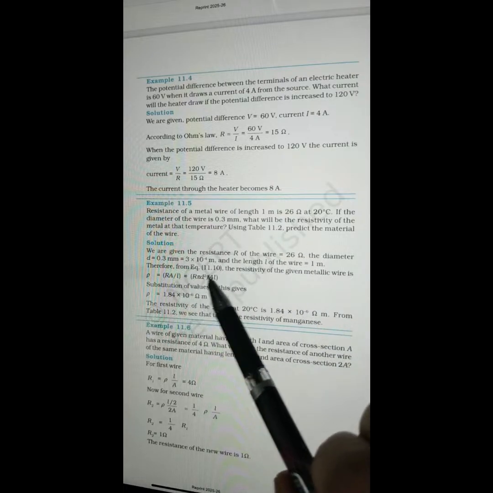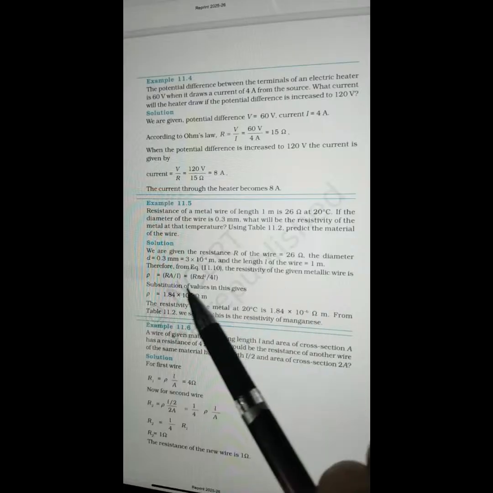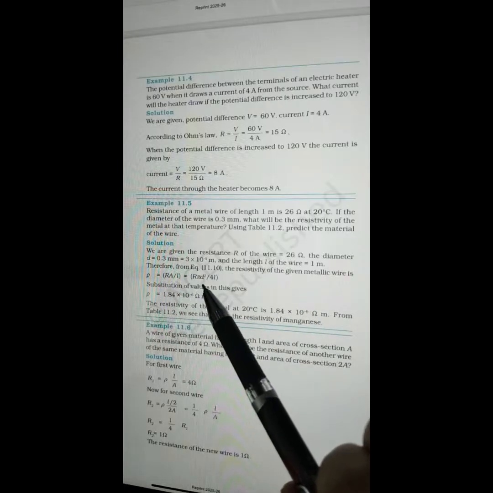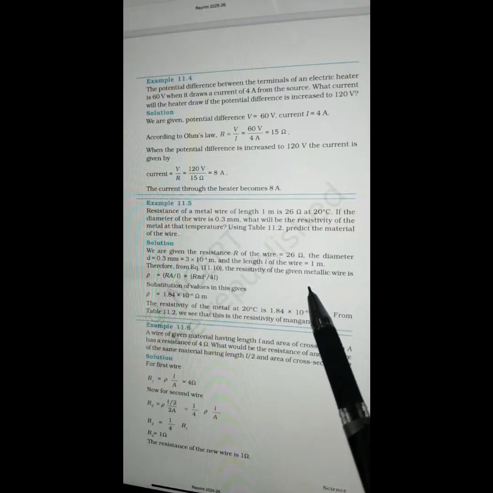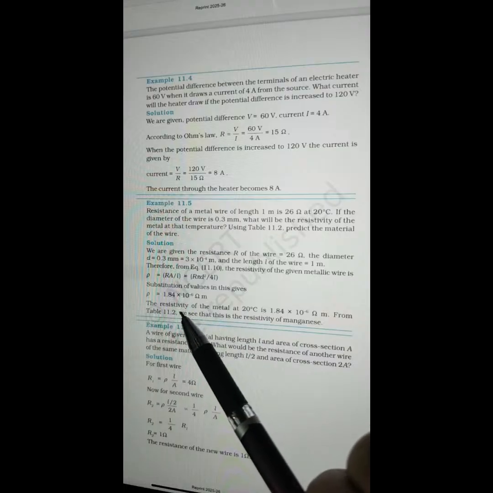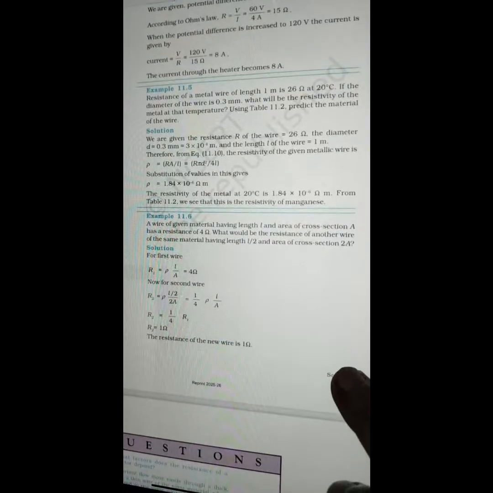So the solution: we have the resistance as 26 ohms, diameter is 0.3 millimeter, which we can convert into meter, and length is 1 meter. We know that rho is equal to RA by L. Since A is the area, placing the values, rho comes out to be 1.84 into 10 to the power minus 6 ohm meter. So the resistivity of the metal at 20 degrees Celsius is 1.84 into 10 to the power minus 6 ohm meter. From table 11.2, we see that this is the resistivity of manganese.